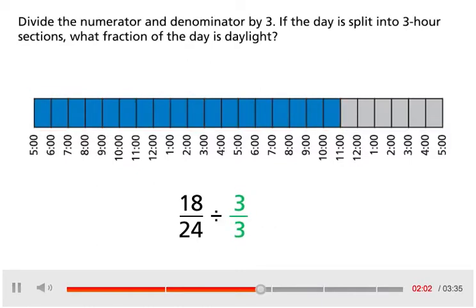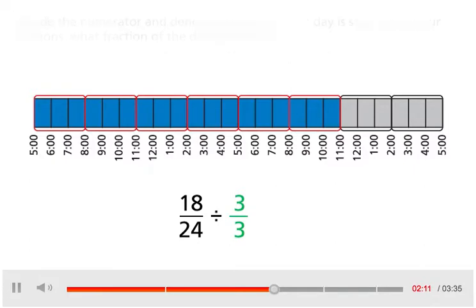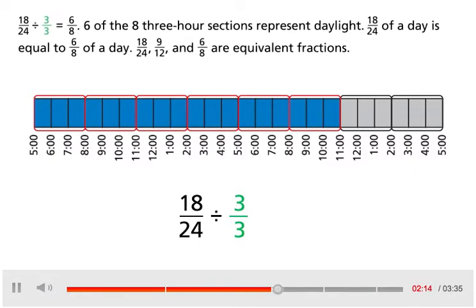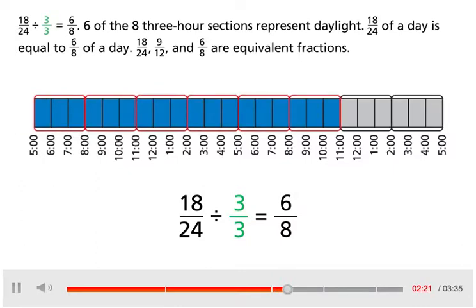Divide the numerator and denominator by 3. If the day is split into 3-hour sections, what fraction of the day is daylight? 18/24 divided by 3/3 equals 6/8. 6 of the 8 3-hour sections represent daylight. 18/24 of a day is equal to 6/8 of a day. 18/24, 9/12, and 6/8 are equivalent fractions.